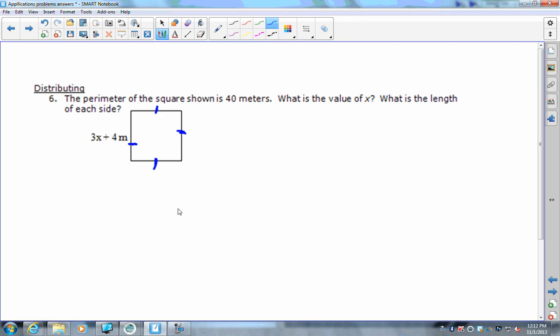Now, you could do this a couple different ways. You could go through and label each side 3x plus 4. Hold on a second before you write anything. You could do all this and then add up your x's and add up your numbers. You could do it this way, or you could go 4 times 3x plus 4. Why can I do this? Right here with the parentheses.